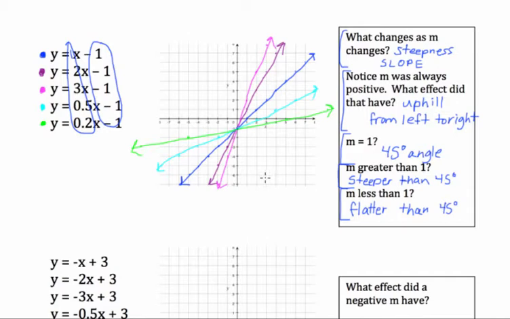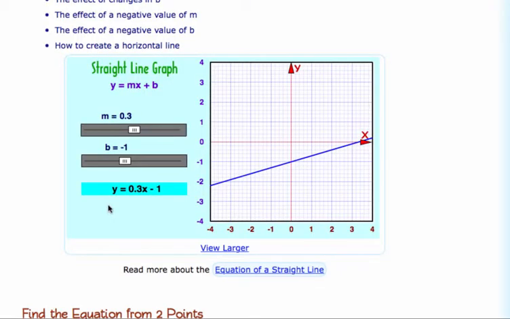Okay, let's go back to our website and graph our next bunch of equations. In this set of equations, our b number stays constant at +3. Notice that makes our y-intercept be +3. So let's start playing around with our m number. All the m numbers are negative.